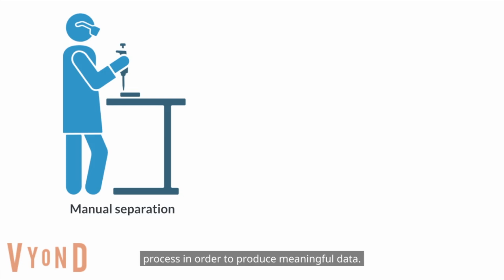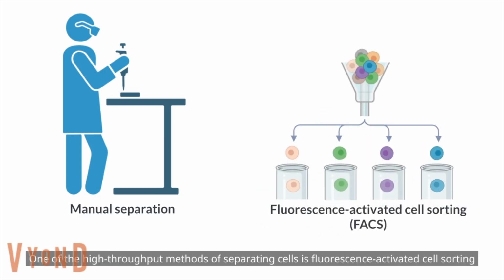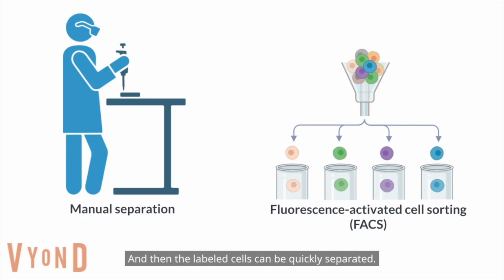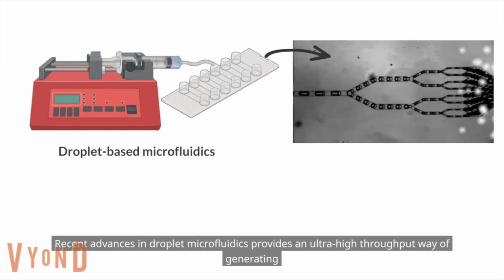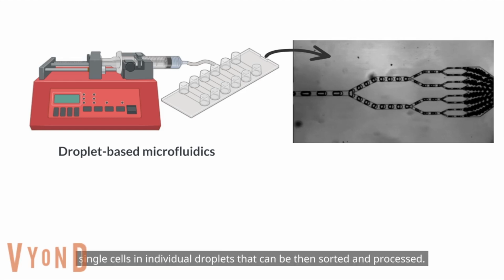One of the high-throughput methods of separating cells is fluorescence-activated cell sorting (FACS), which uses fluorescent markers to label cells based on specific markers. And then the labeled cells can be quickly separated. Recent advances in droplet microfluidics provide an ultra-high-throughput way of generating single cells in individual droplets that can then be sorted and processed.